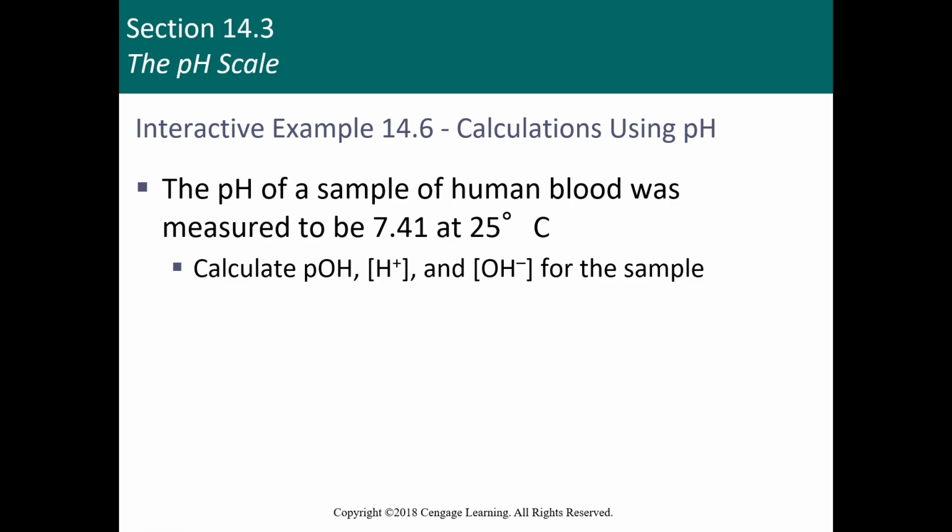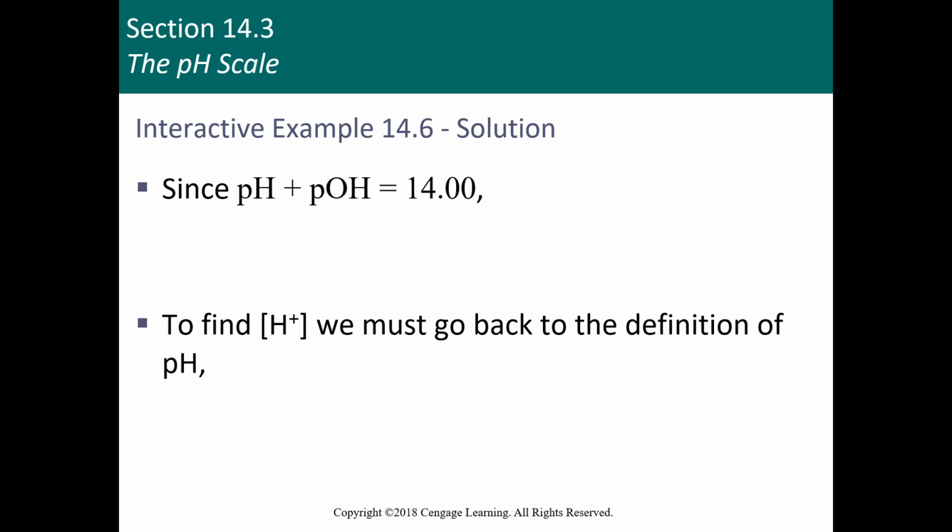And so, of course, we have a pH of 7.41, right? And so pH plus pOH has to equal 14. So we take 14 minus 7.41, and that will give us our value for our pOH, which is 6.59.